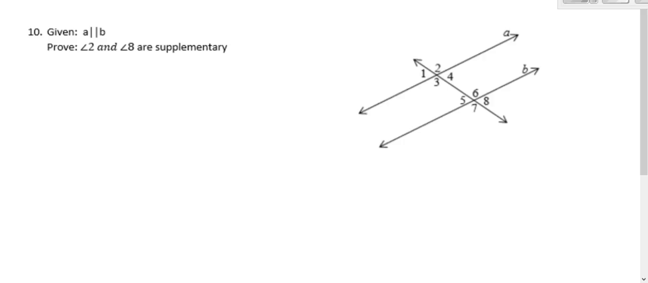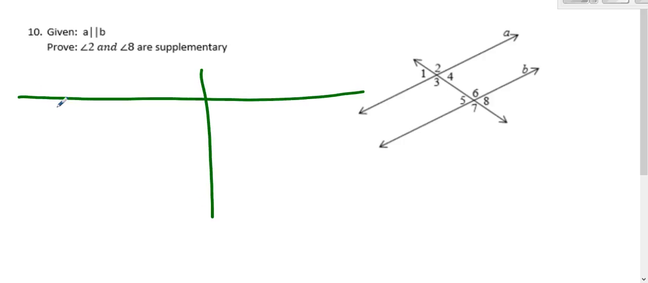So we are starting with A and B. They're parallel. So if we're doing the proof, that's what we're going to write first. A is parallel to B, given. Now, since those lines are parallel, you get corresponding, alternate interior, alternate exterior, whatever you need from it. So we're trying to tie 2 and 8 together to be supplementary.